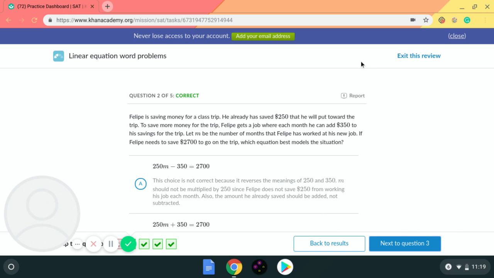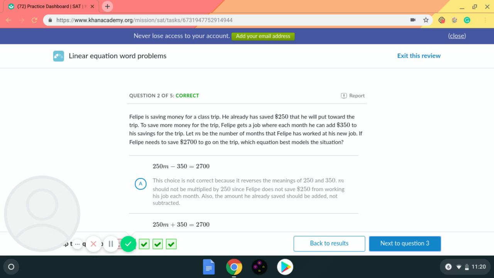Here's the next one. Felipe is saving money for a class trip. He has already saved $250 that he will put towards the trip. To save more money for the trip, Felipe gets a job where each month he can add $350 to his savings for the trip. Let n be the number of months that Felipe has worked at his new job. If Felipe needs to save $2,700 to go on the trip, which equation best models the situation?